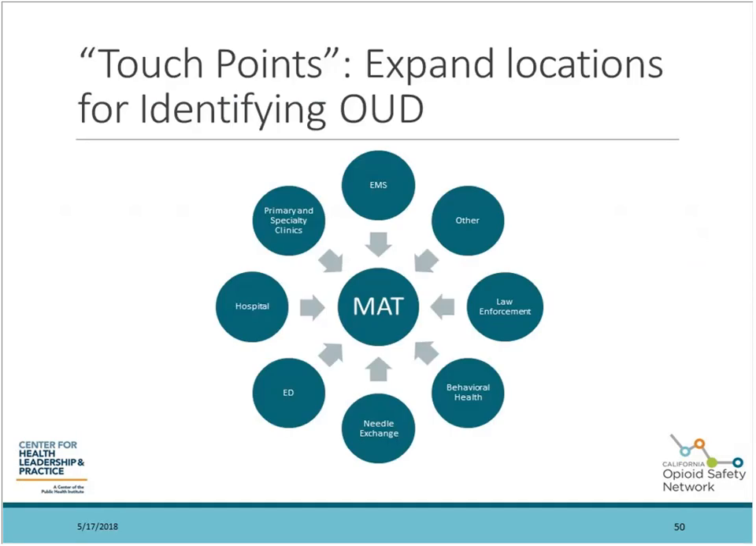This is one prompt for thinking about that first piece of expanding where we can identify patients. And it's a suggestion that we begin to map out the touch points within our communities where people with opioid use disorder are actually touching the system, which includes our first responders, our primary care clinics, et cetera.